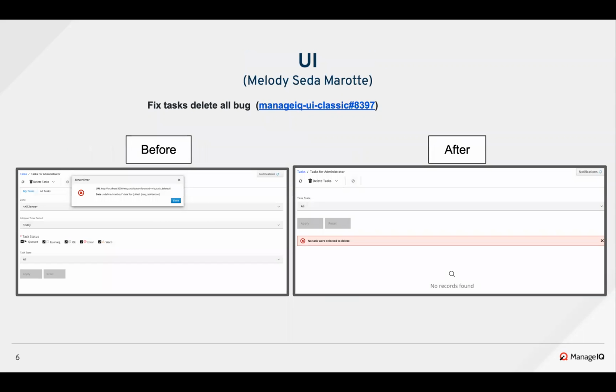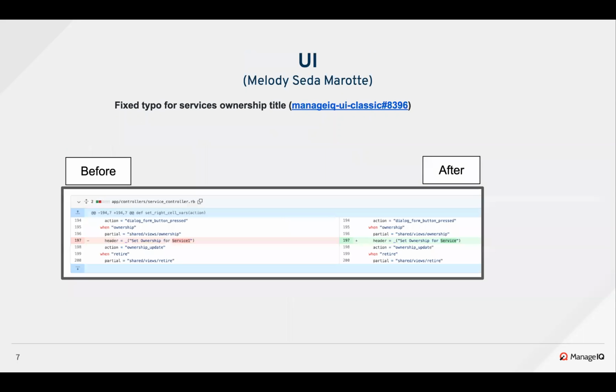So for our first bug here, we had an undefined error alert that was displayed when delete all was clicked for an empty task table. Gilbert fixed this bug by adding a nil check in the task controller. Next slide. For this issue as well, Gilbert also fixed a typo on a test string, which occurred as part of converting the Service Explorers page.